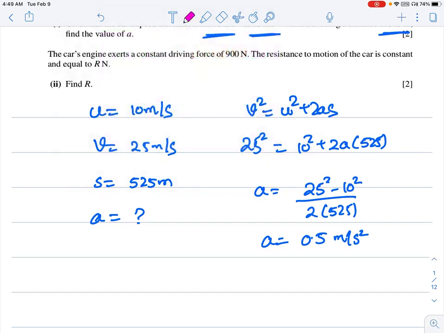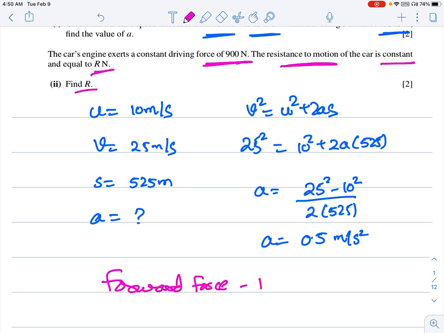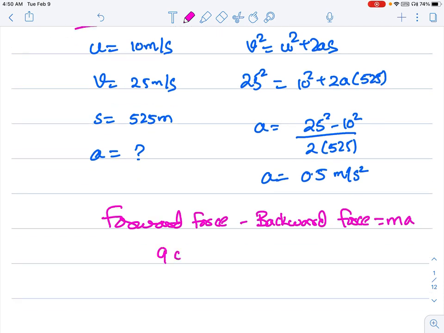A car engine exerts a constant driving force of 900 newtons. Resistance to the motion is constant, equal to R. Find R. For these kinds of questions, I would give you one formula. The key formula is forward force minus backward force is equal to MA. Very simple formula. The forward force is the driving force, which is 900.